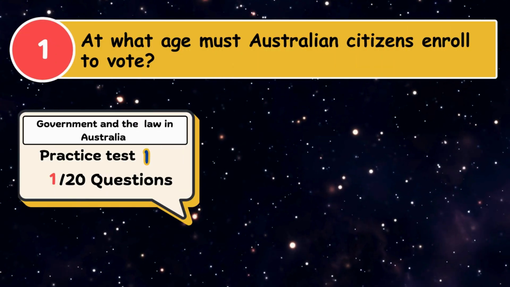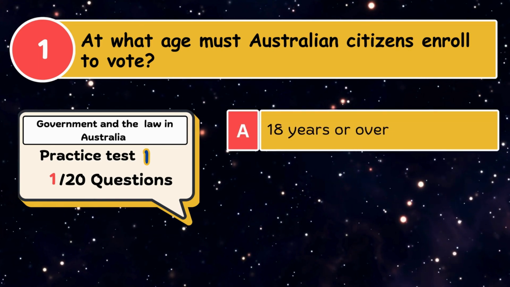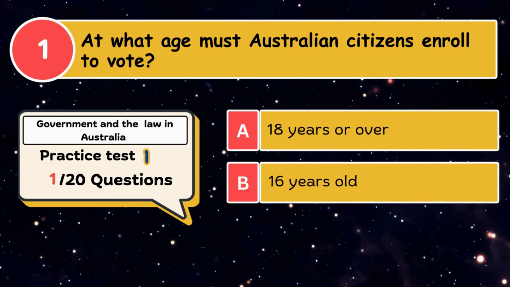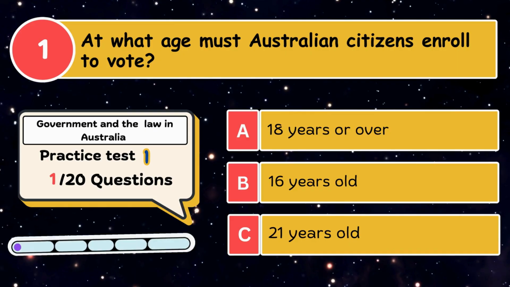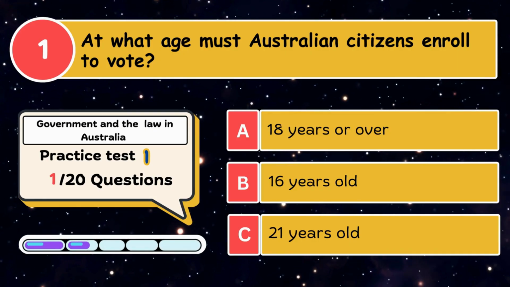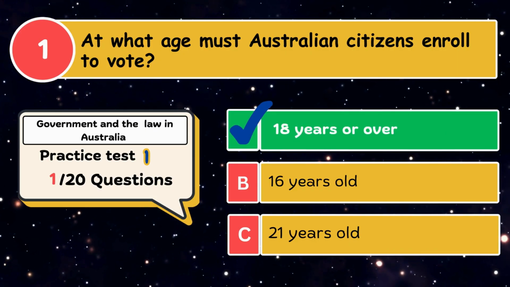At what age must Australian citizens enrol to vote? A. 18 years or over. B. 16 years old. C. 21 years old. The correct answer is 18 years or over.